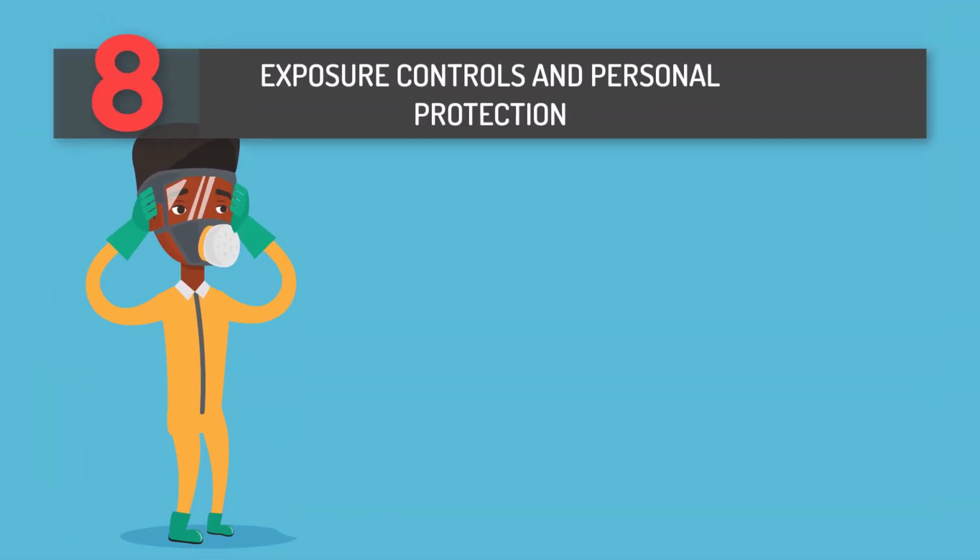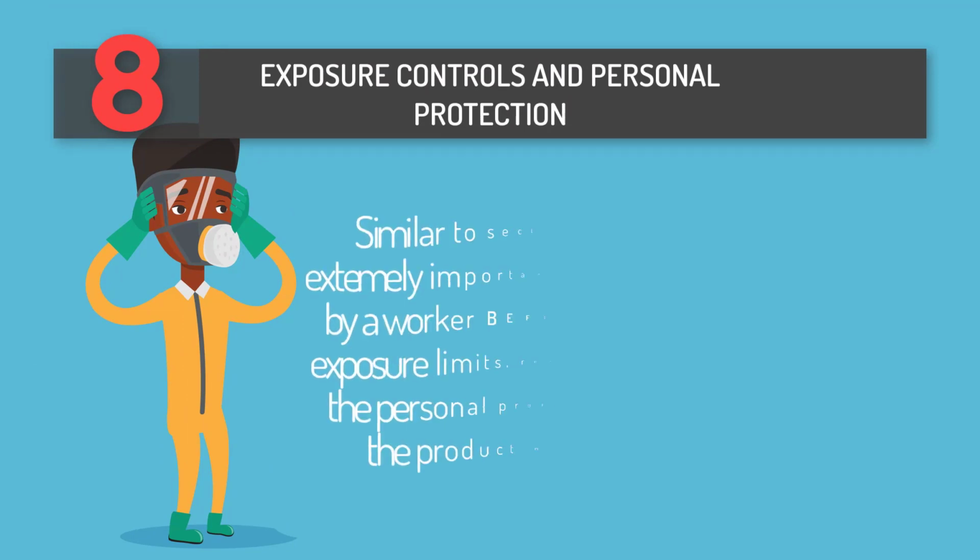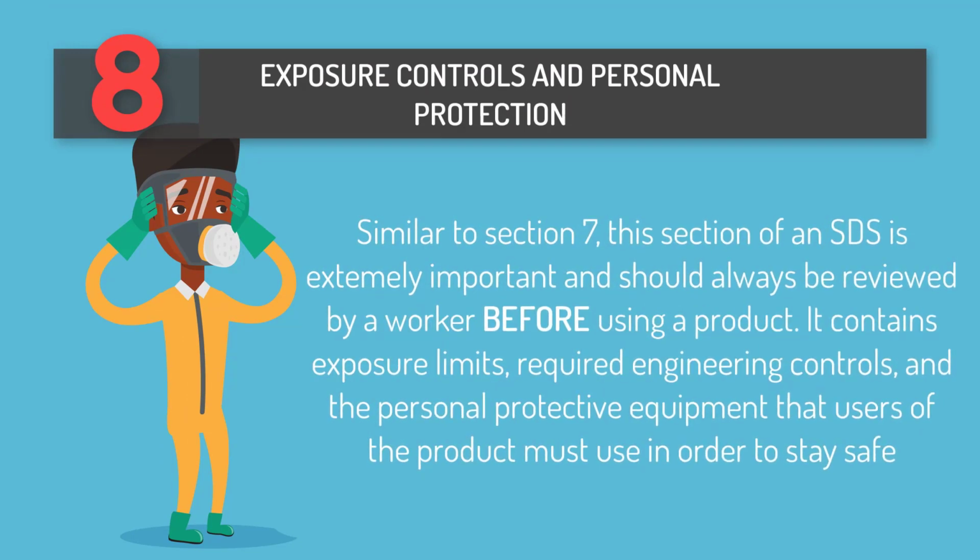Section 8. Exposure Controls and Personal Protection. Similar to Section 7, this section of an SDS is extremely important and should always be reviewed by a worker before using a product. It contains exposure limits, required engineering controls, and the personal protective equipment the users of the product must use in order to stay safe.